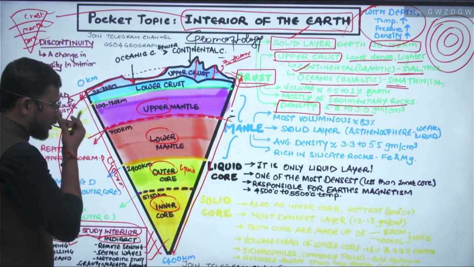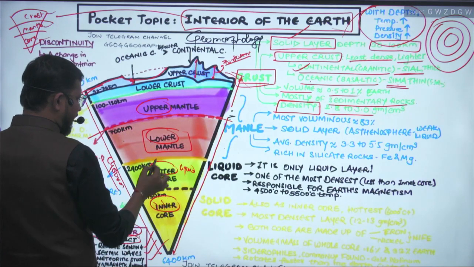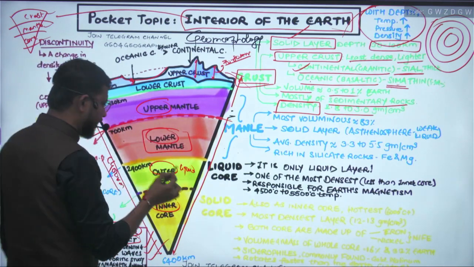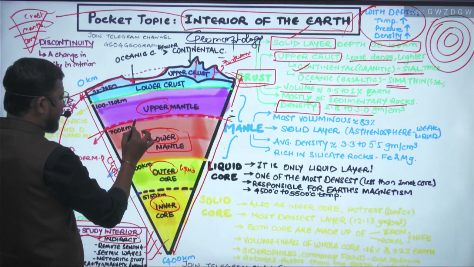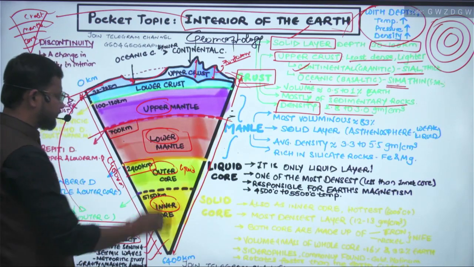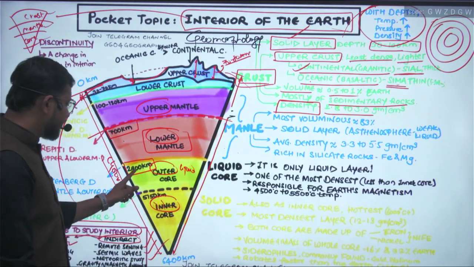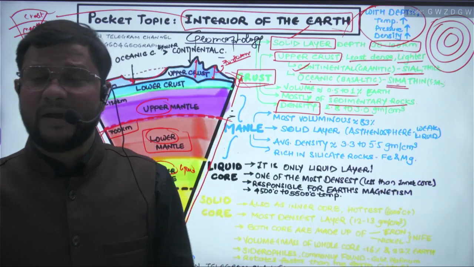Then the mantle section. See, the mantle is further divided into two parts, upper mantle and lower mantle, right? The upper mantle is up to 700 kilometers, and the overall depth of this mantle is almost 2900 kilometers. So the overall depth of the mantle goes up to 2900.